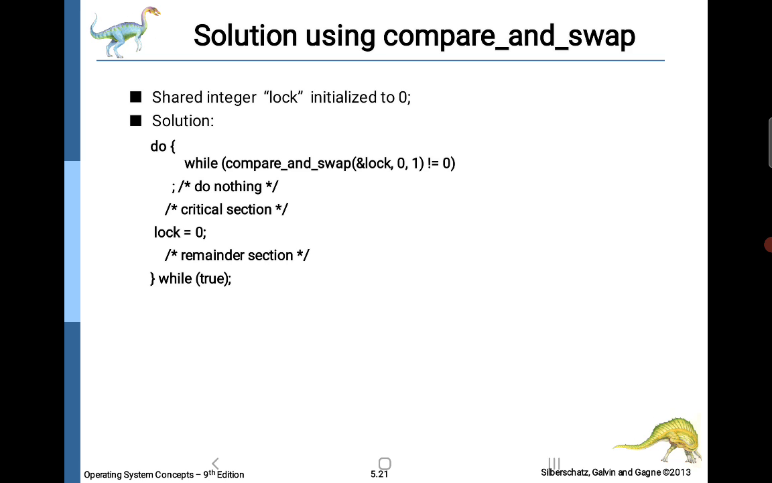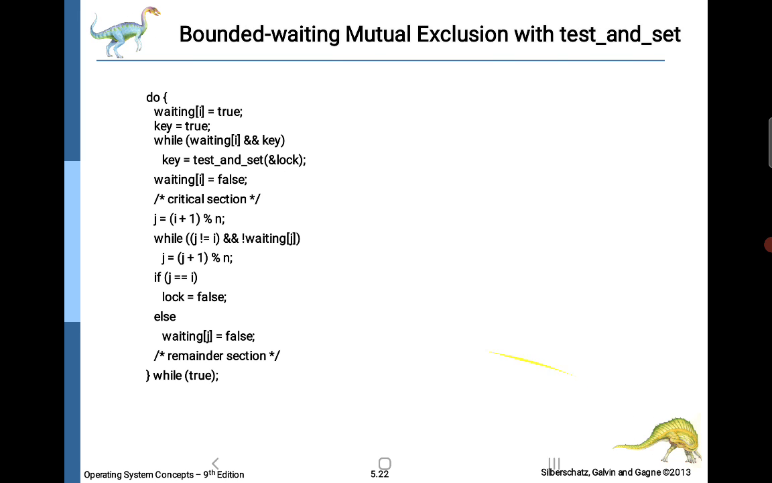If the value of lock is not 0, that's not what is expected. It's not 0, so someone is in their critical section, and I will do nothing. If the value of lock is 0, then I will change it to 1, execute my critical section, and then reset the lock to 0. These two solutions are very simple and very straightforward.